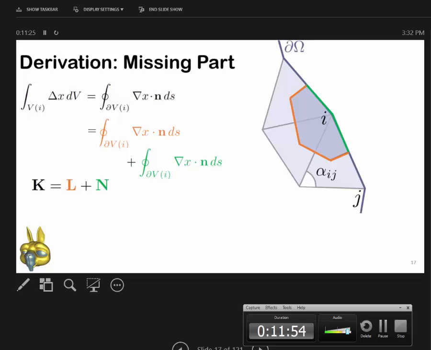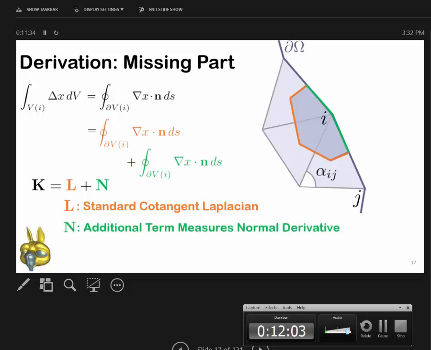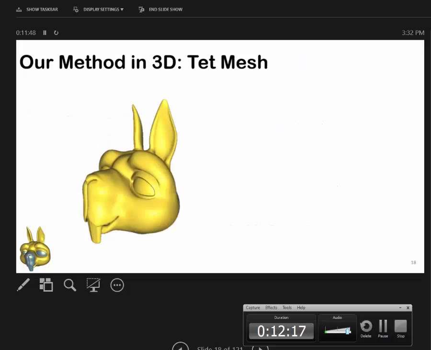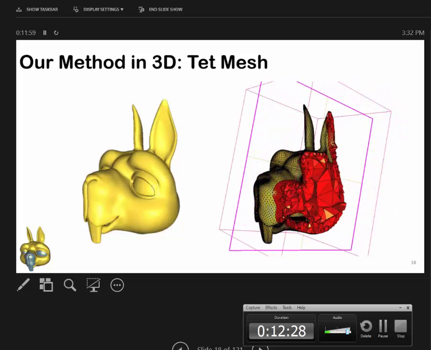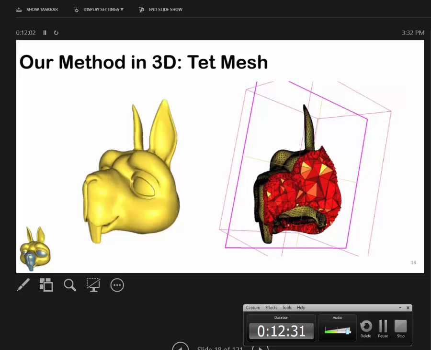So we denote our new operator as K, which is simply the standard Laplacian L plus the new term N. The L is just the standard cotangent Laplacian that you have seen everywhere in geometry processing, and the additional term N measures the normal derivative along the boundary. Okay, the similar idea applies to 3D as well. Here is the mesh that we will use in 3D. It is actually a tetrahedral mesh. This could be one limitation of our method. We have to use a tetrahedral mesh in 3D, and you know that the discretization could be very hard sometimes.